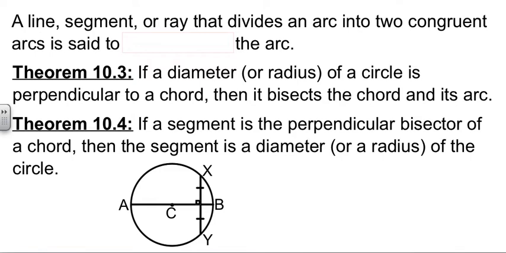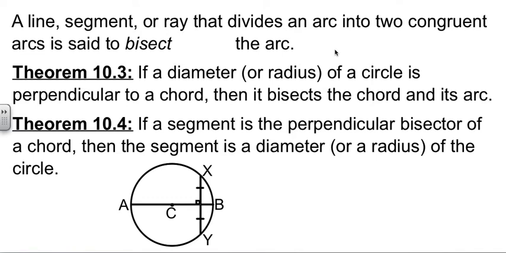Now, we've used this next idea several times too. We've talked about dividing a segment into two equal parts. We've talked about dividing an angle into two equal parts. Now we're going to be dividing an arc into two equal parts. So we're talking about bisecting, in this case, the arc. We can bisect a segment. We can bisect an angle. We can also bisect an arc, cut it into two parts, two equal parts.